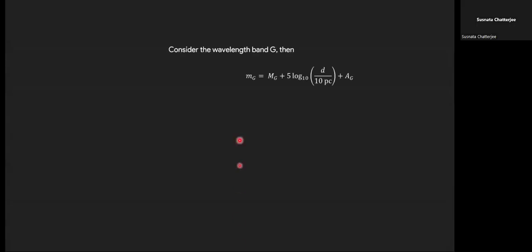Now consider the wavelength band G. Then we have mG = MG + 5 log10(d / 10 parsec) + AG, where small mG is the apparent magnitude, capital MG is the absolute magnitude, which is the apparent magnitude of a star when it is at a distance of 10 parsec from Earth. And AG refers to the term extinction.